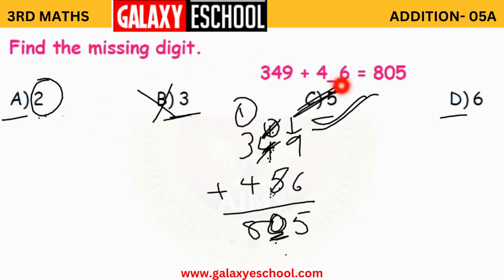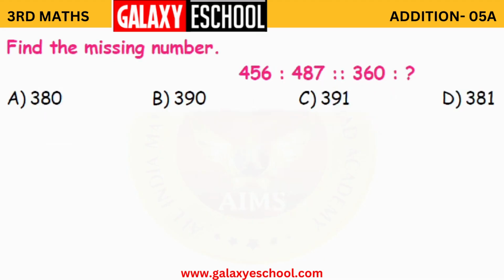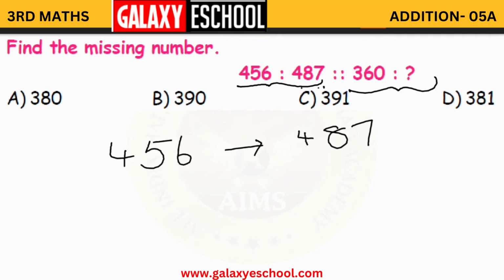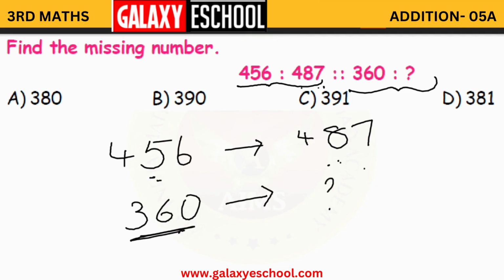You can put each option in the question and check whether we are getting the answer or not. Okay, clear children? Moving on to question number 3. Find the missing number. 456 is to 487, 360 is to dash. See, what they are saying is we have two numbers, 456 and 487. In a similar way, following the same relation, we have another set of numbers in which one is 360 and we do not know the other number.